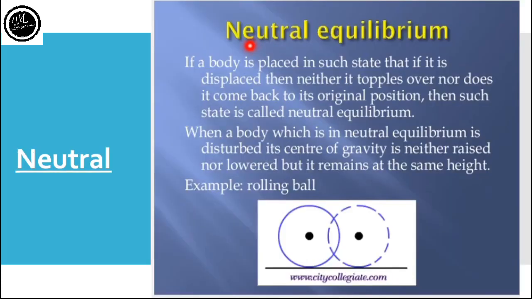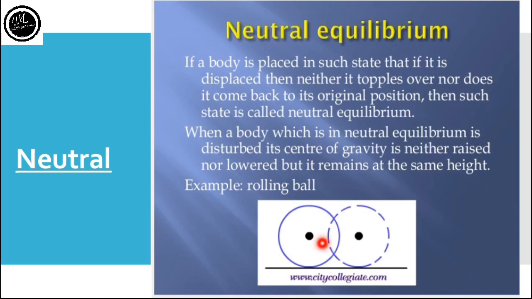Third one we have here is neutral equilibrium. Neutral means no change. So neutral equilibrium is defined as if a body is placed in such a state that if it is displaced, then neither it topples over nor does it come back to its previous position. Then such state is known as neutral equilibrium. Or we can also define a neutral equilibrium as that if a body remains in a new position when disturbed from its previous position, then it is also in a state of neutral equilibrium.